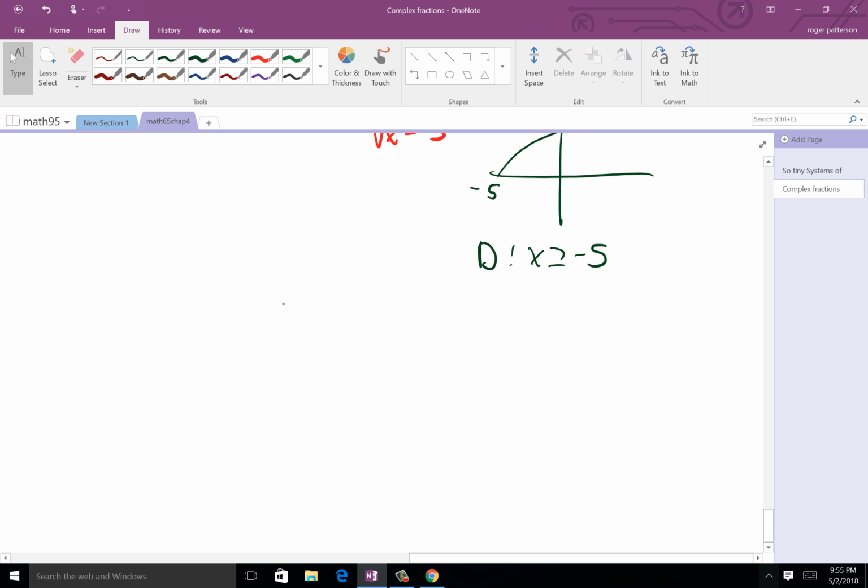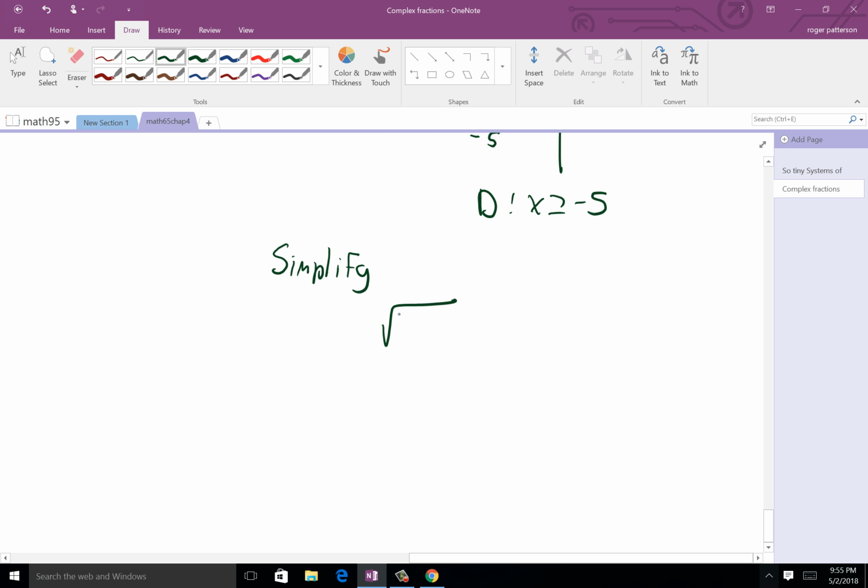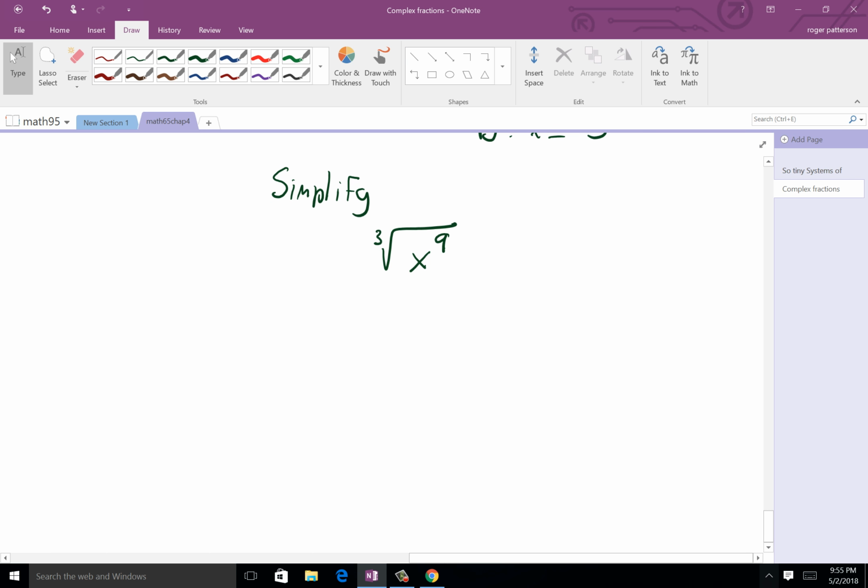I see one like this I probably should mention. So we haven't done anything like this yet. If we have the cube root, say, of x to the 9th, okay, then this is going to be, well, not x to the 9th. Yeah, this is x to the 9th. That's going to be x to the 3rd. Okay. Anyway, well, how is that?